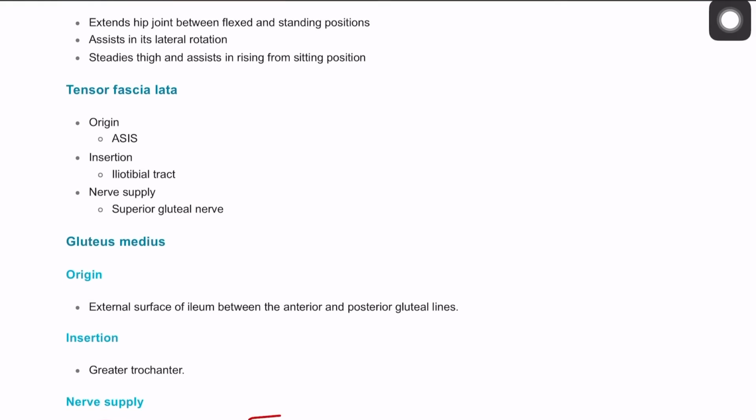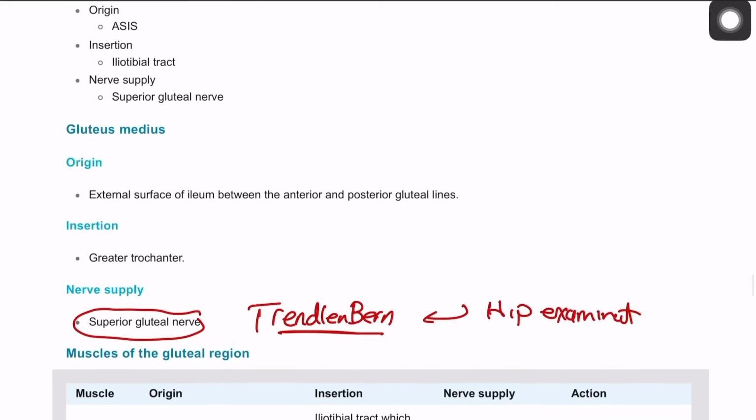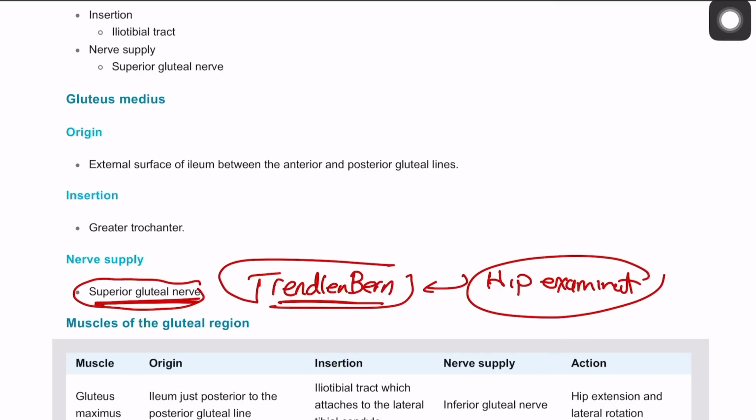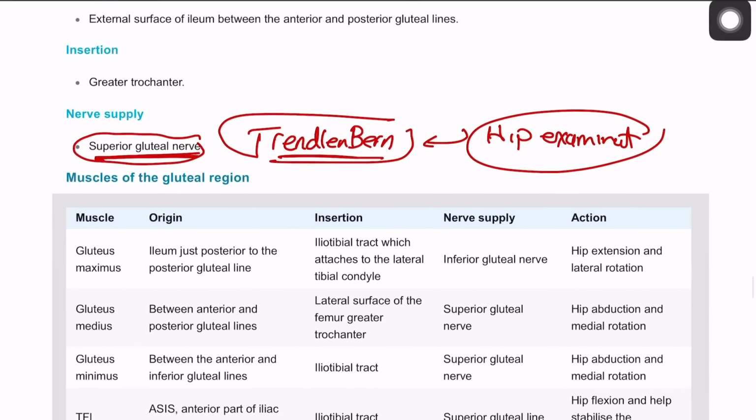And remember this nerve because we're going to talk about the Trendelenburg sign, which is one of the tests that you're going to do in hip examination as well, because this nerve can easily be injured. So, the superior gluteal nerve, Trendelenburg sign, which can easily be injured, and it's part of your examination of the hip joint. So let's talk about some muscles again.